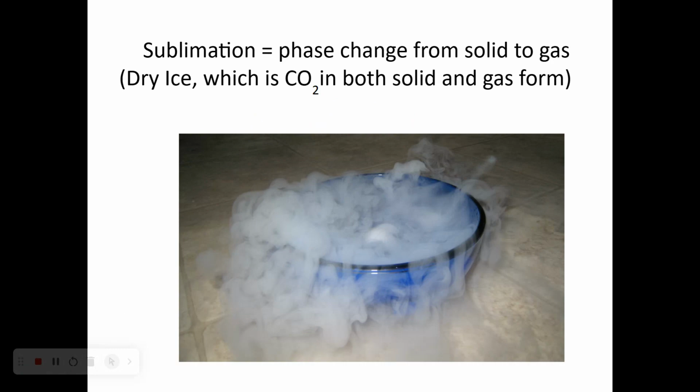Here's a picture of sublimation. So what happened here is someone threw some solid carbon dioxide, or CO2, into a warm bowl of water, and what we're seeing there is the sublimation of the solid carbon dioxide becoming a gas. And as it does that, we're actually seeing ice crystals form in the air, which is pretty cool. CO2 is one of my favorite things, except for the fact that it's a greenhouse gas. We'll talk about that more later.